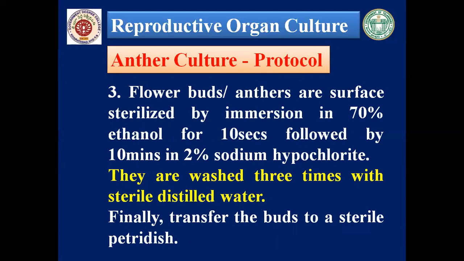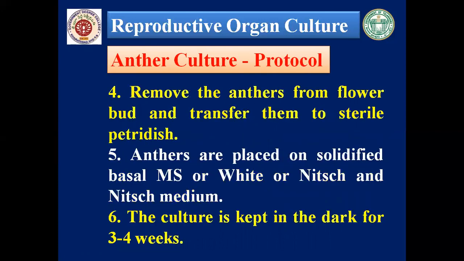Why is this washing or rinsing done? To remove the chemicals present on the surface of the anthers. They have to be washed out, that we have to take care. That's why we wash the anthers thoroughly with sterile distilled water. Then finally transfer the buds to a sterile petri dish. Everything should be in sterile, aseptic condition. All this process is done in a laminar airflow, where HEPA filters keep on cleaning the air and removing the microorganisms.